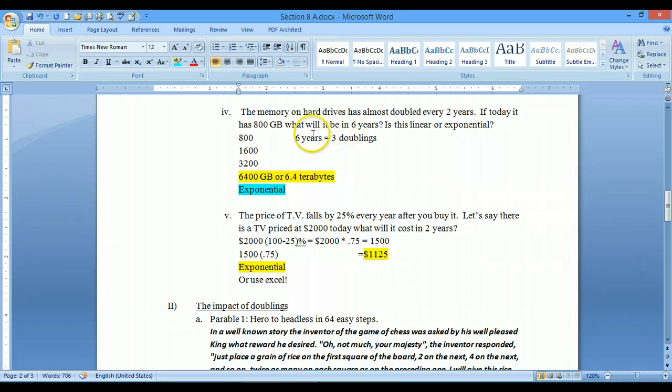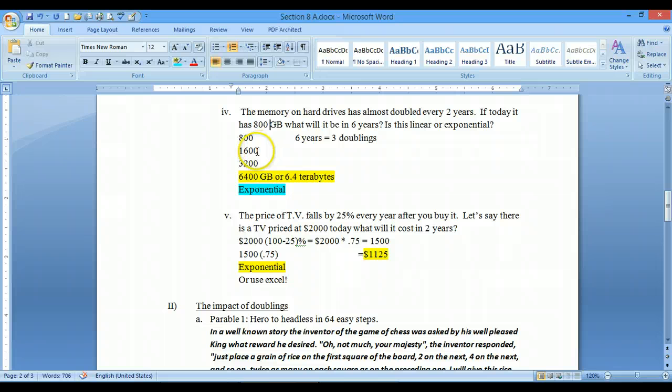All right, so it is exponential. If today it has 800 gigabytes, what will it be in 6 years? Now remember, it's doubling every 2 years. So in 6 years, I have 3 doublings. So let's just double it.